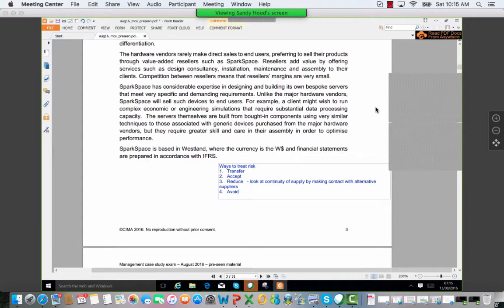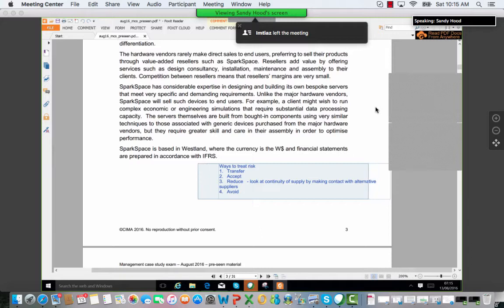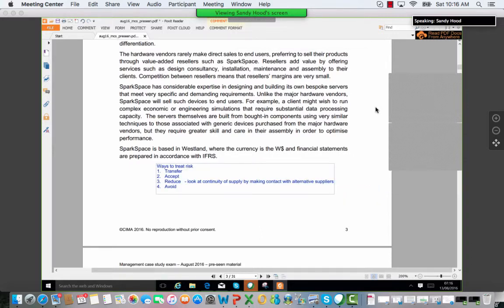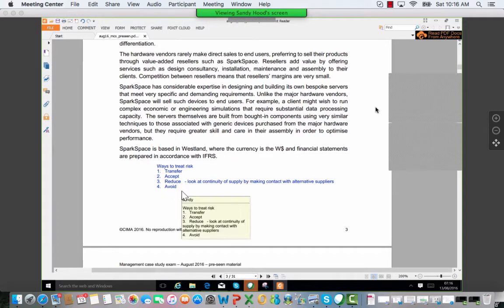Right. So we could make some contact with some alternative suppliers, and therefore that would reduce the overall risk. It doesn't reduce the likelihood of it happening, but what it does reduce is the impact that it would have on us if it did happen. Okay.